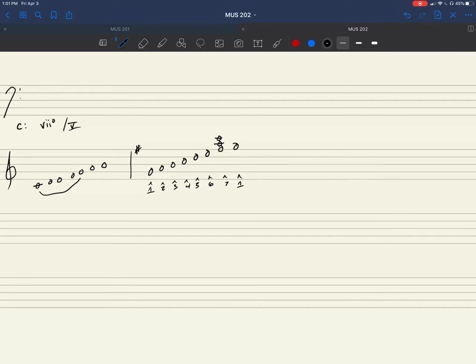Now one thing I'm going to mention, it's not going to be every case, but in most cases you're going to see the diminished triad in first inversion. You can see this in root position. I'm not going to say that never happens, it does, but it's going to be less common than the first inversion triad. And that's mainly because this is a diminished triad. We typically want to write it in first inversion.